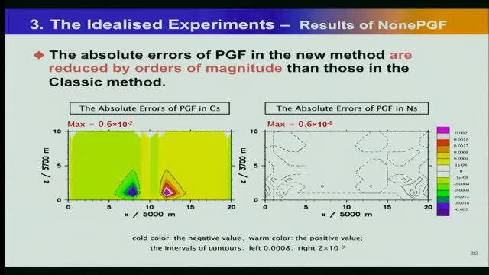So we describe the results of these 4 experiments one by one. Here are the results of the non-PGF experiments. We calculate the absolute error of PGF in both methods. The warm color means the positive value, and the cold color means the negative value. We can see that the right one, the absolute error of PGF in the new method, is much less than those in the classic method.